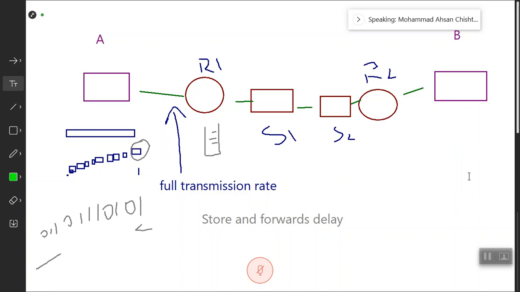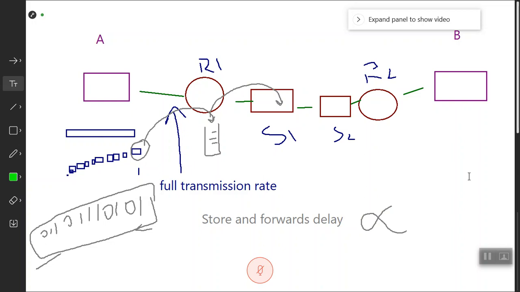So this one would first come here and get stored within R1. Once the complete packet here, the one which I have drawn as a rectangle, is received within R1, only then does it start transmitting to S1. This delay is known as store and forward delay. How much would that store and forward delay be? Store and forward delay would be directly proportional to, what do you think? How big the packet is.